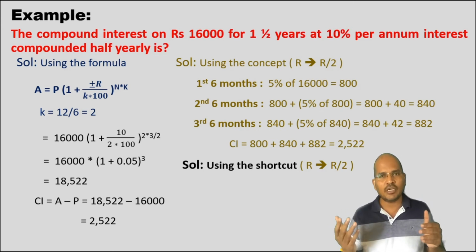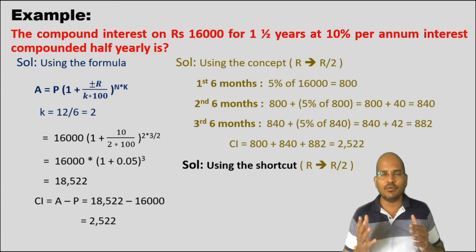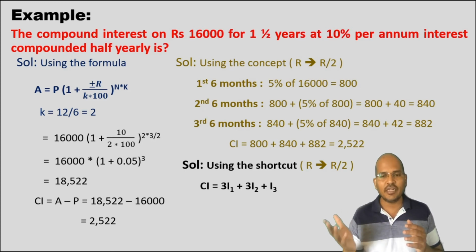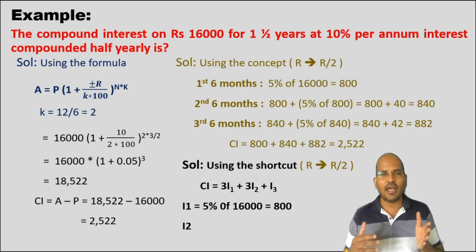Now using the shortcut, we know that R becomes R by 2. As it is 1.5 years, first 6 months, second 6 months, third 6 months, so 3 times. So the formula says 3i1 plus 3i2 plus i3, isn't it? So we have 3 terms, i1, i2, i3. So the compound interest is 3i1 plus 3i2 plus i3. Now what is i1? i1 becomes 5% of rupees 16,000.